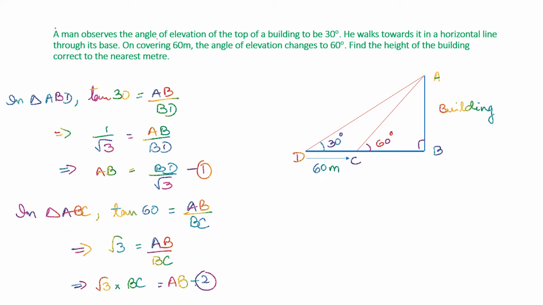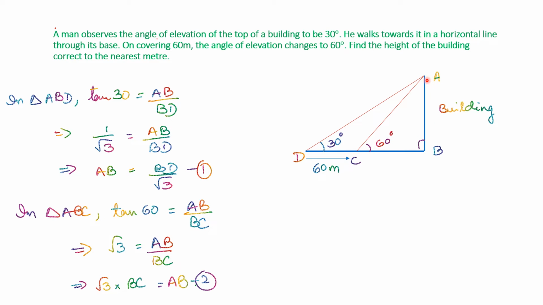Now let's look at the neatly done figure. So AB is the building. A man is standing at the point D, and he is walking towards the building. So he has walked 60 meters, on covering 60 meters up to the point C. So here the angle of elevation from D is going to be 30 degrees, and the angle of elevation after covering a certain distance is equal to 60 degrees.